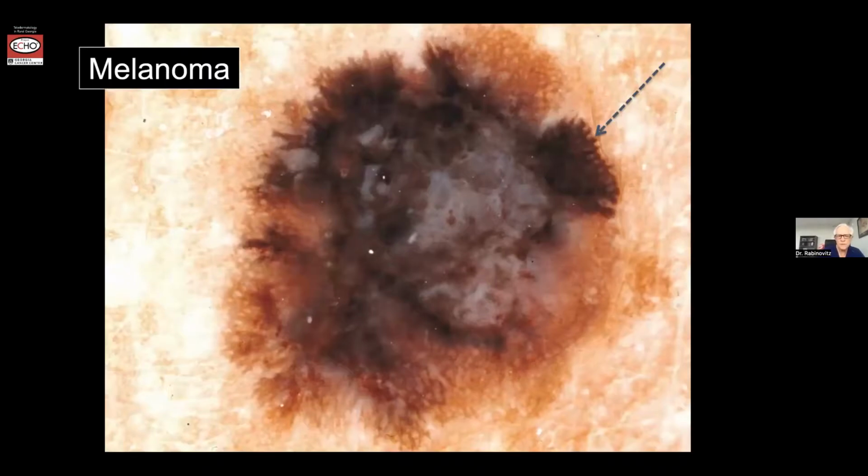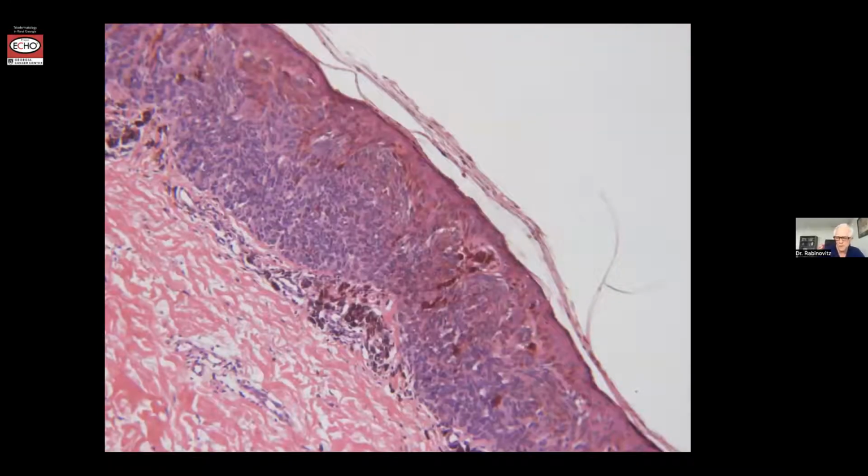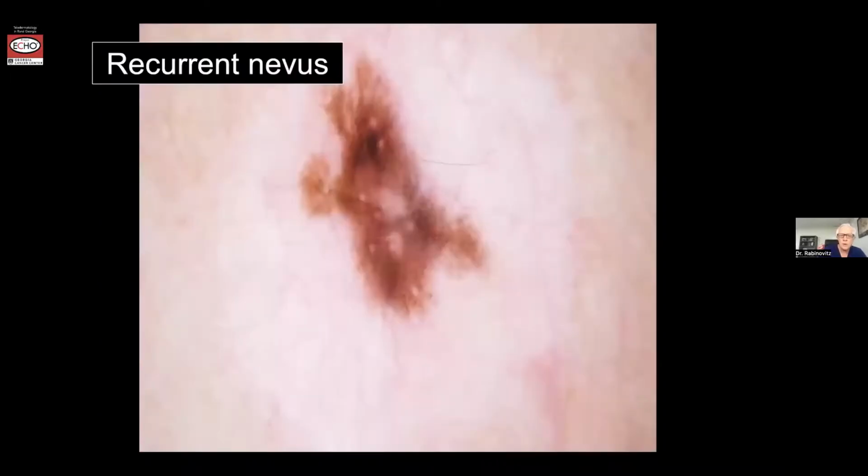Here we see a melanoma with this radial streaming, but unlike the Spitz nevus, which had symmetrical radial streaming, with the melanoma it's focal. And here we see the histology. A recurrent nevus as well can have radial streaming. And if you note, the area that is hypopigmented surrounding the pigment is the scar, and this is what's called a recurrent nevus because the pigment has come back.